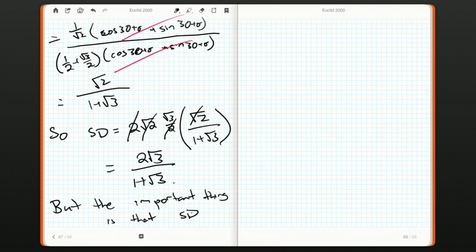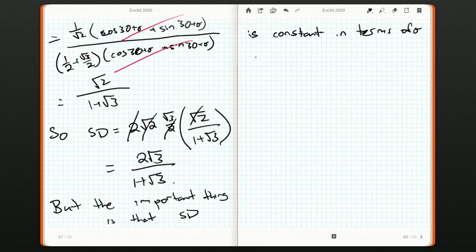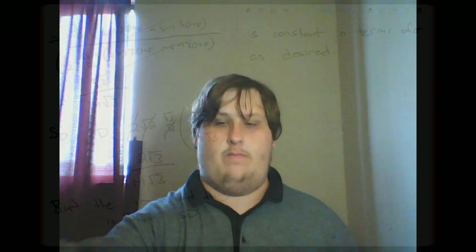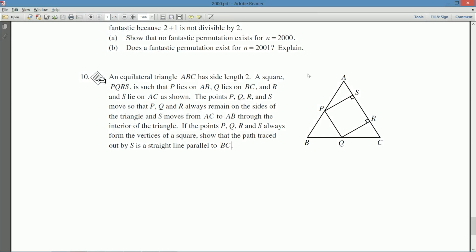But the real important thing is that SD is a constant with respect to sigma. Because this is constant, regardless of how we've rotated that square, as we've already remarked, that means that S, as it's moving, no matter where it is, it must be at a fixed distance from BC, and that means that S traces out a parallel line exactly as we wanted to show. Okay? Exactly what we wanted to show.